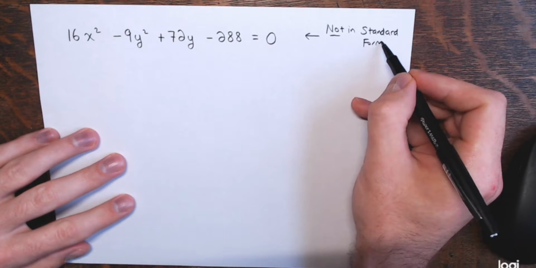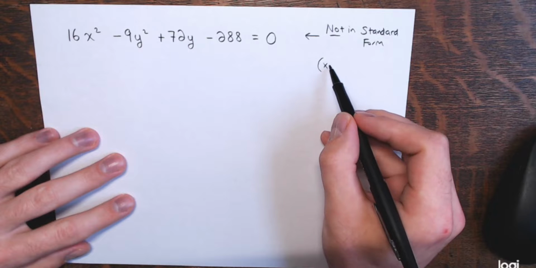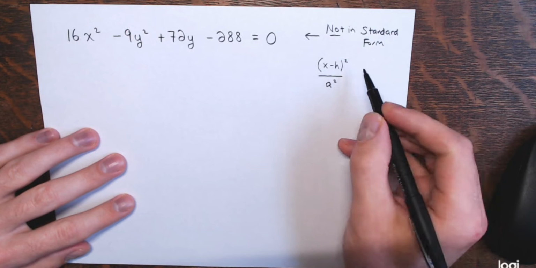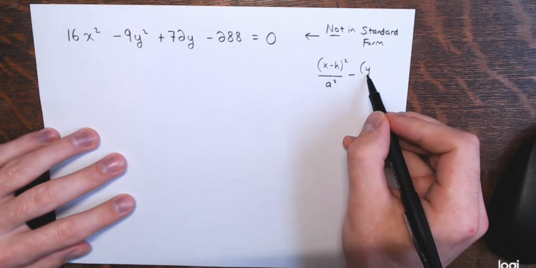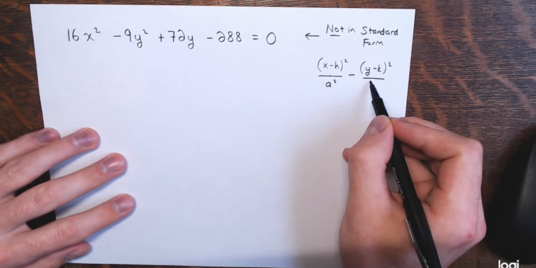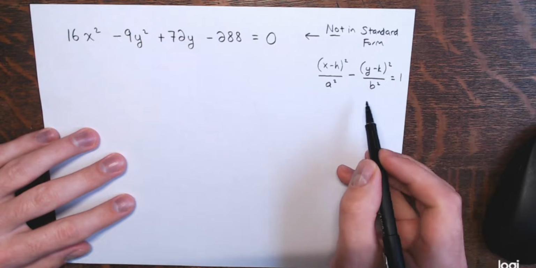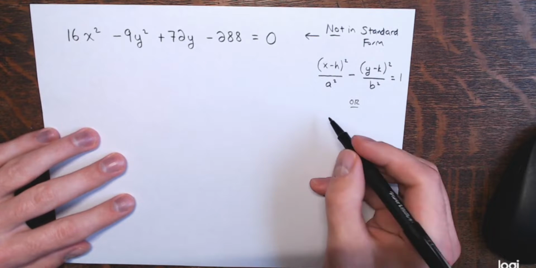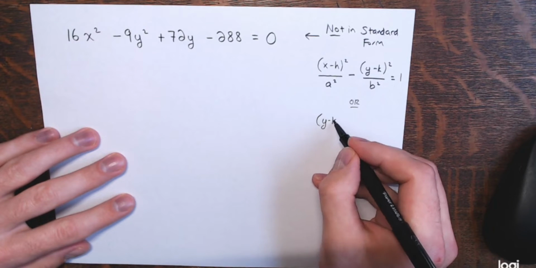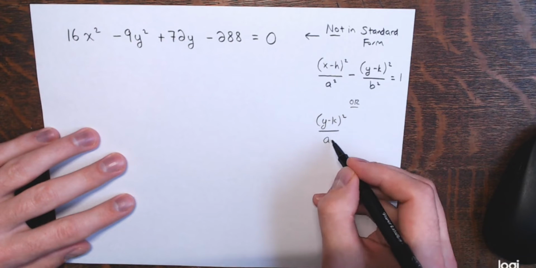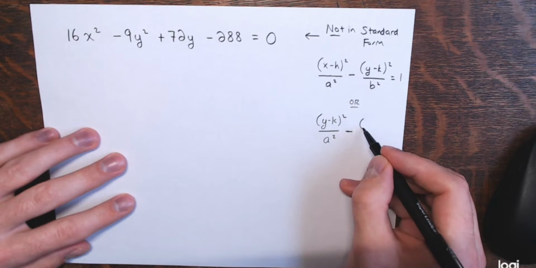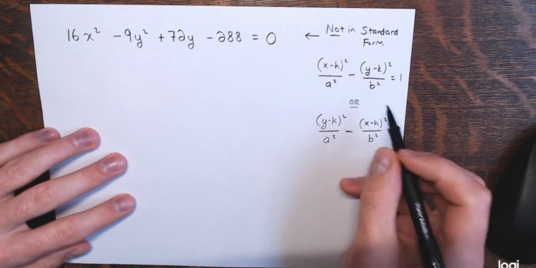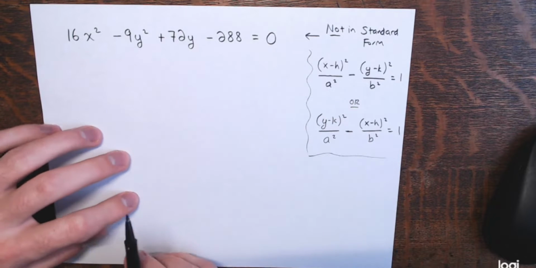Right, the standard form looked like this. It was some quantity x minus h squared divided by a squared, minus y minus k squared divided by b squared equals 1, or the other way around where you have the x term second and the y term first: y minus k squared divided by a squared minus x minus h squared divided by b squared equals 1. So it's not in standard form yet, but I want to put it in one of these forms.